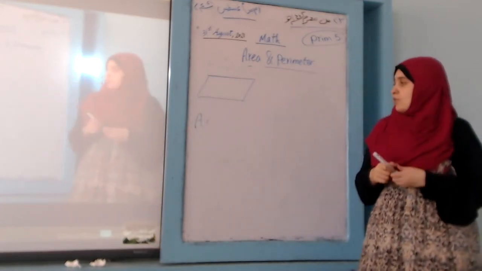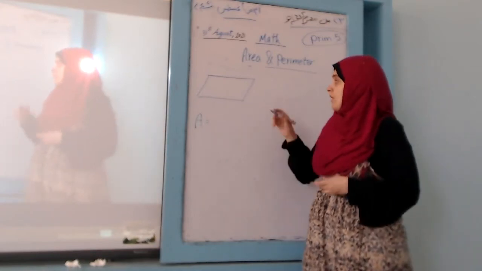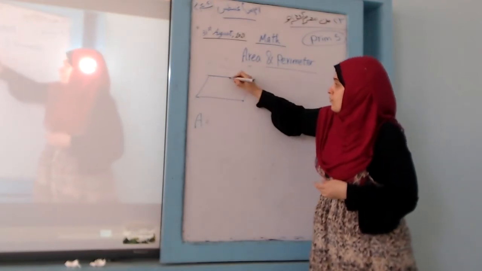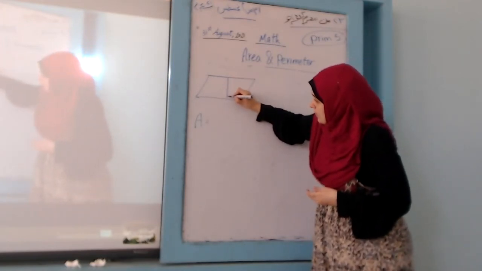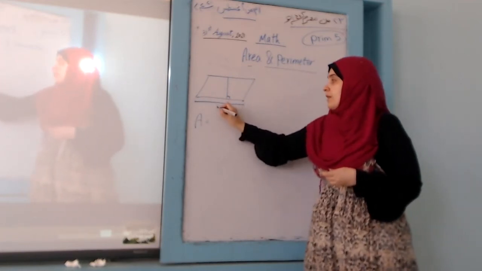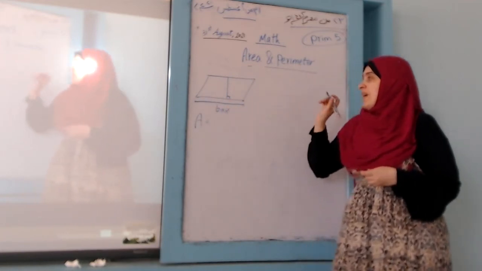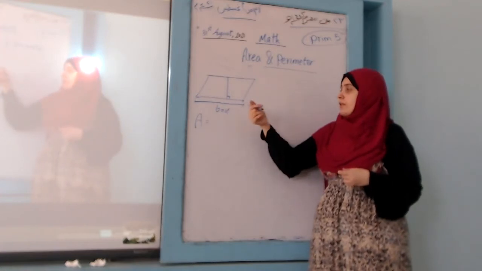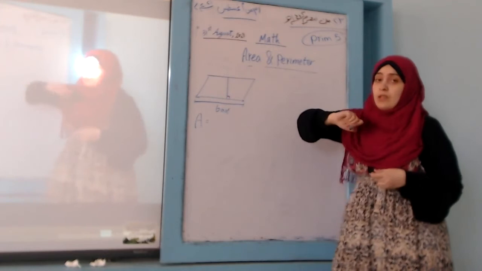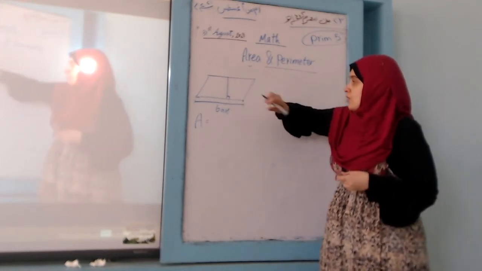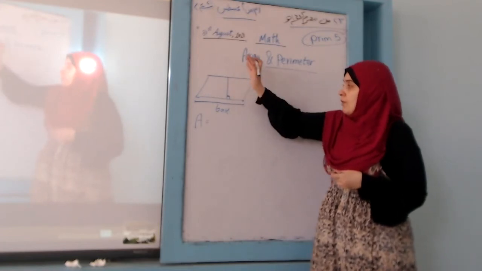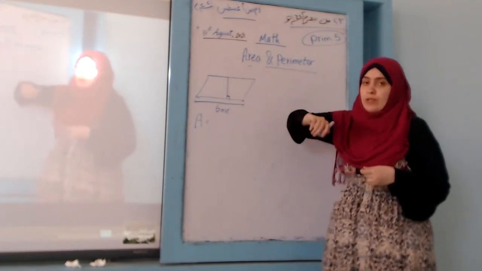I can get it from two methods. The first one, I can use for the rectangle, the height. It's side length, I call it base. So any side in the parallelogram, I can call it a base, and the corresponding straight line, I can call it the height. So the height must be perpendicular on its base.